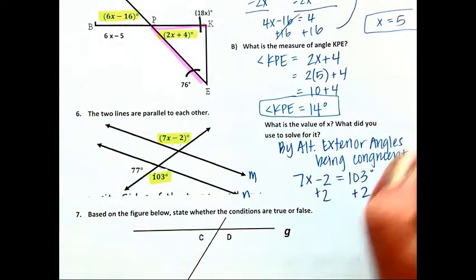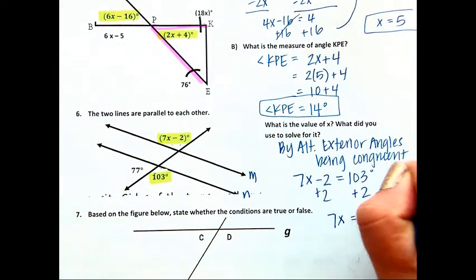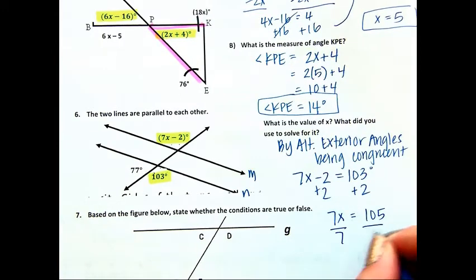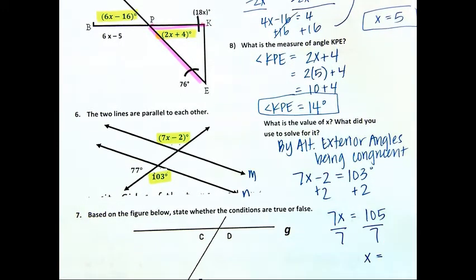So we add 2 to both sides, 7x equals 105. And then divide this by 7. So x will then equal 15.